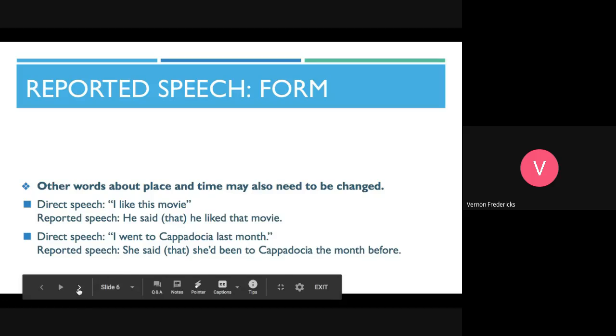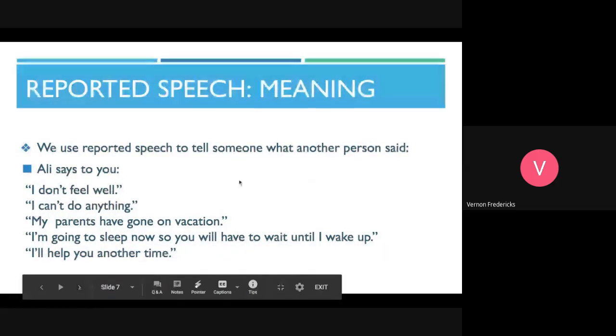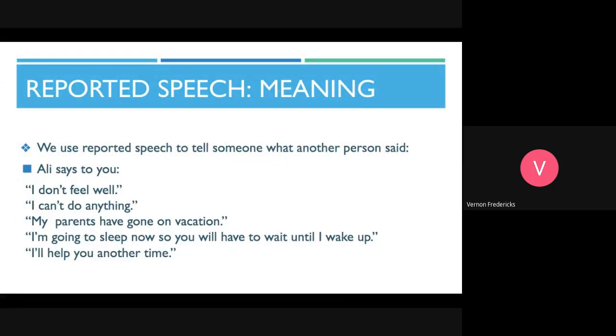Okay, let's continue, students. So, the meaning. We use reported speech to tell someone what another person said. And sometimes we use this to speak about other people, or what other people said. In this case, we are just telling people what the other person said, and we don't say bad things about the other person.